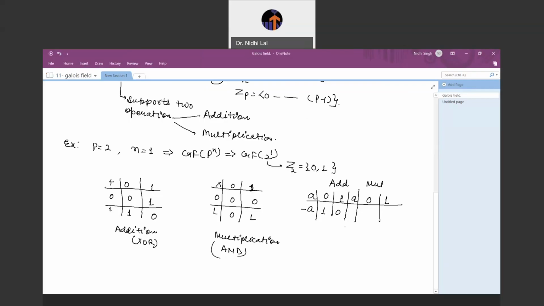Now what about the multiplicative inverse? The multiplicative inverse is denoted by A inverse. The multiplicative inverse of 0, that is 0 inverse, is nothing but infinity, right? And what about 1? The multiplicative inverse of 1 is nothing but itself, that is 1. So this is the way you have to perform the additive operations and inverses in the Galois field. Now the second example related to this one.